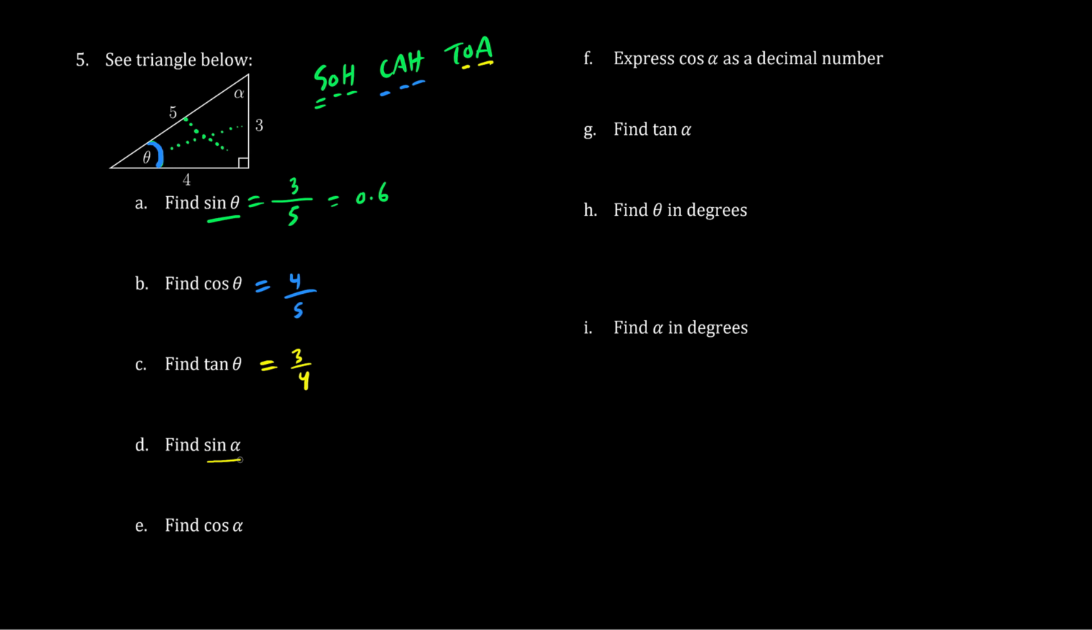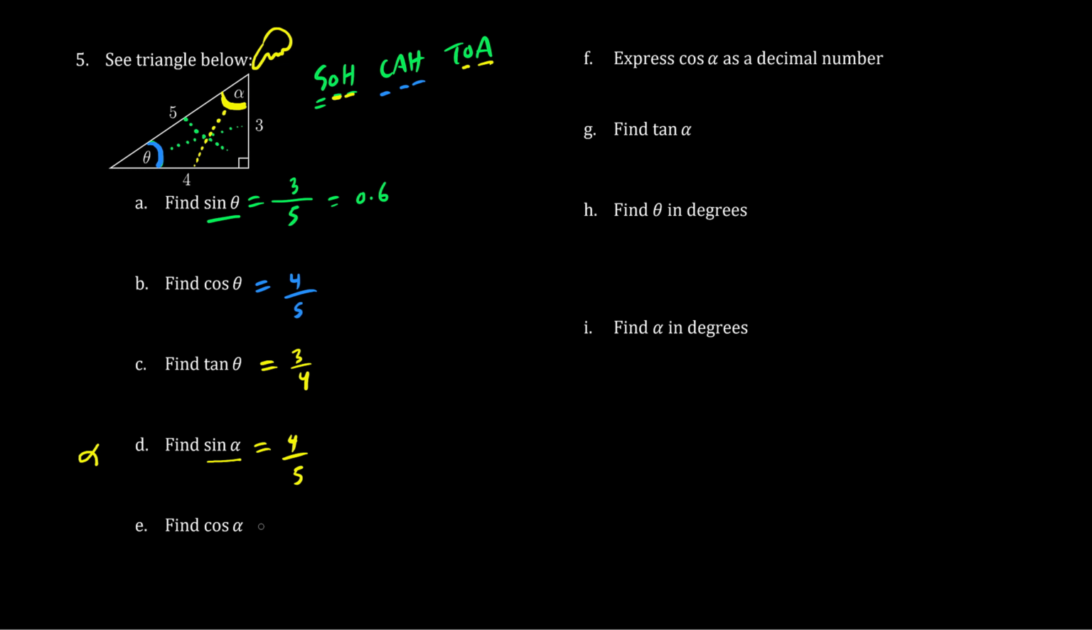Find sine alpha. So we have this funny Greek letter. It looks like an A. We call it alpha. We need to stick our finger here up at the new angle, alpha. So this is your finger. So sine is opposite, which is now 4, over hypotenuse. Hypotenuse is still 5. But be careful, depending on which angle you put your finger on, sine, cos, and tan will have different meanings.